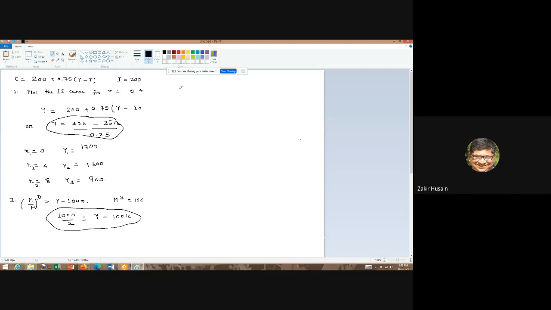So if you're using Cramer's rule, you have to bring this: 0.25Y plus 25R equal to 425, and Y minus 100R equal to 500. Okay, so what is Y star? It's 1100.